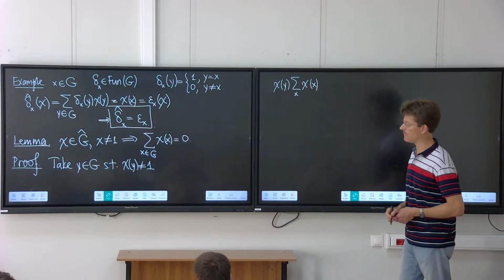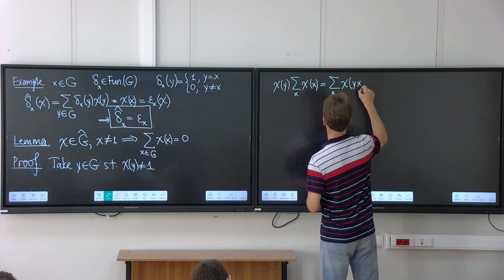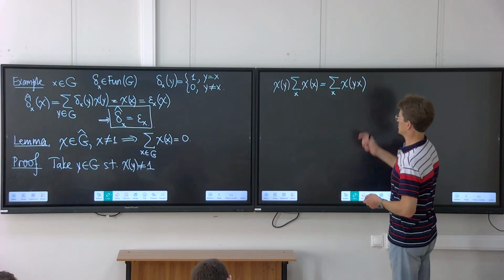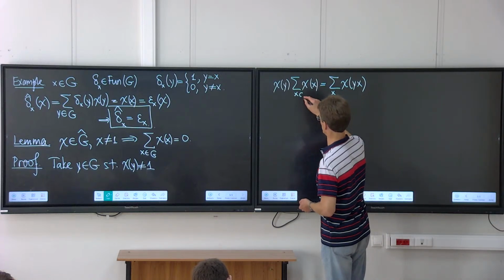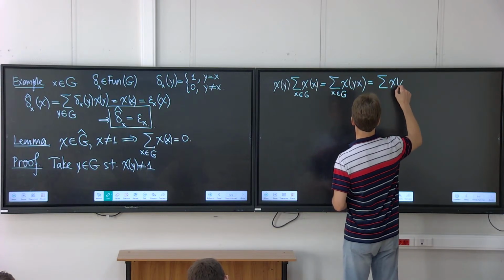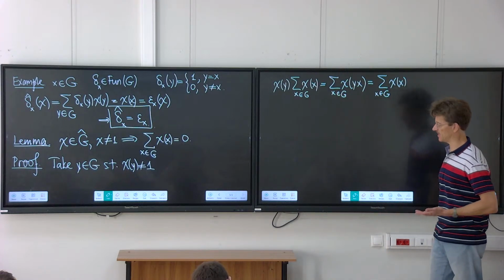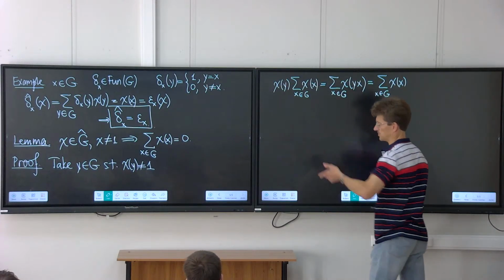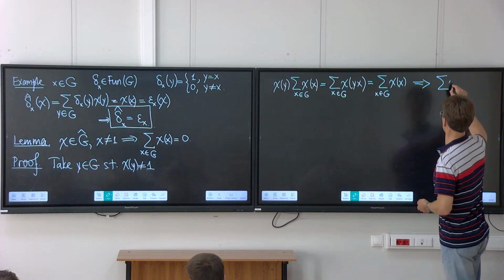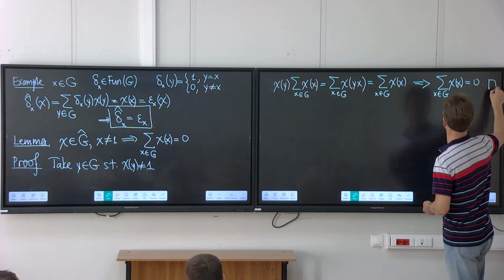And let's multiply this expression by chi of y. Well, since chi is a group homomorphism, we see that this is equal to the following sum, chi of yx. But of course, the left translation is a bijection of G onto itself. So as x runs over G, yx also runs over G. And so we can replace here yx just by x. The sum will be the same. So we now compare this and this, and we see that since chi of y is not equal to 1, the only possibility for this equality is the case where the sum is equal to 0. And this completes the proof.